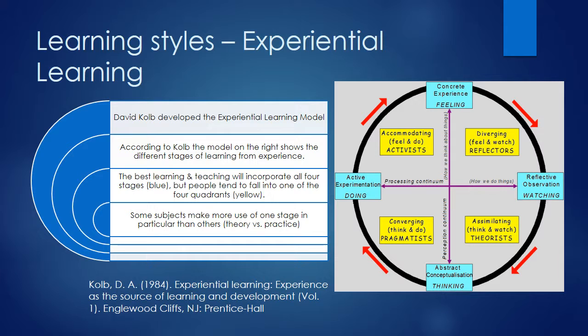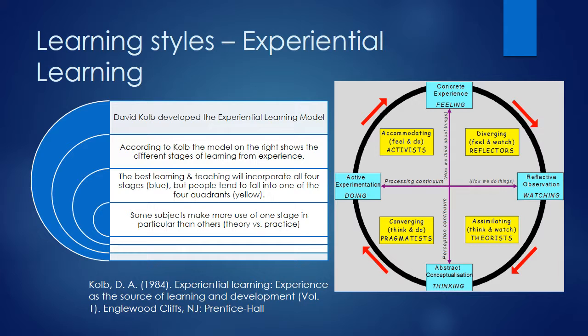So the best learning will have you doing things, thinking about how you feel things, watching things, and thinking about things. But Kolb thought that people tended to fall into one of the 4 quadrants shown in yellow. So you might be an activist and you prefer to think about things rather than do things. You might be a pragmatist, so you prefer to theorize and do things. You might be a reflector, so you prefer to feel things and watch things. Or you might be a theorist, so you tend to think and watch, but not necessarily to do.